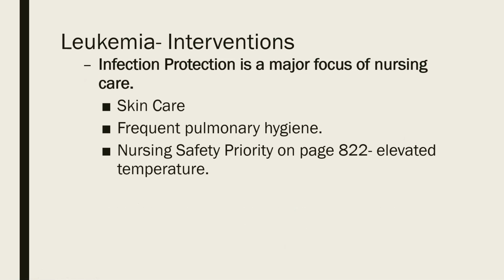So what are some nursing interventions with people with leukemia? Infection protection is a major focus of nursing care. Wow, that's bolded and everything. There's a critical rescue box on page 822 talking about elevated temperatures. Remember, these patients can get infections so easily that an elevation of even 1 degree Fahrenheit above their baseline is significant for a patient who has leukopenia, and indicates an infection until proven otherwise. Okay, so make sure you do take a quick look at that as well.